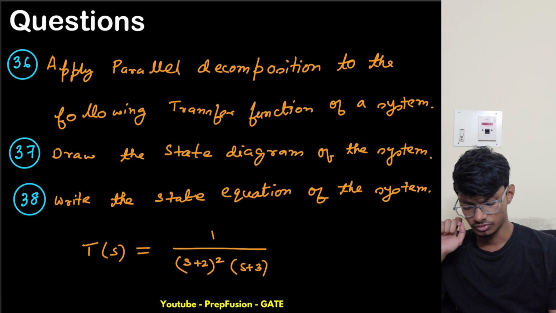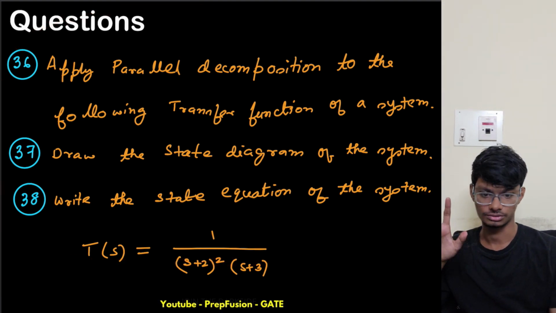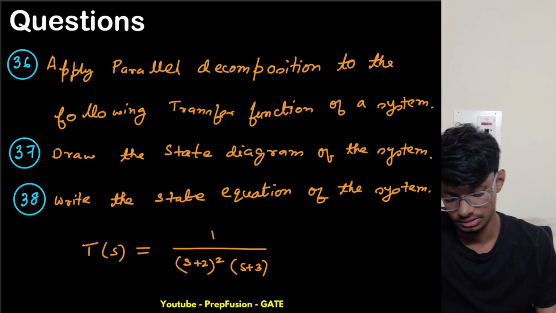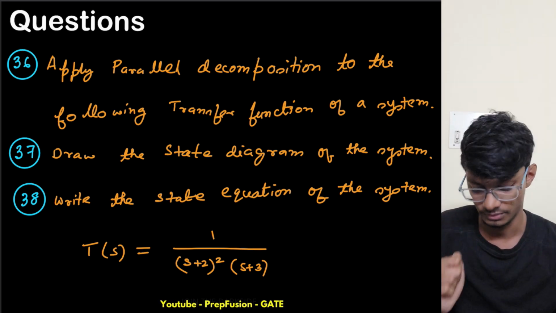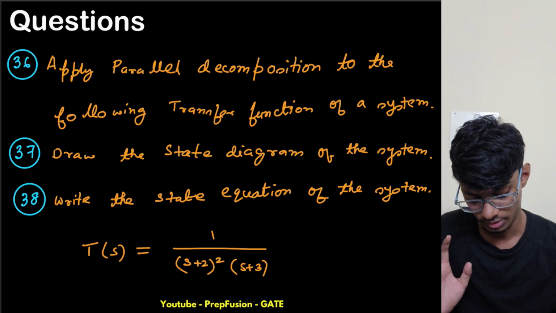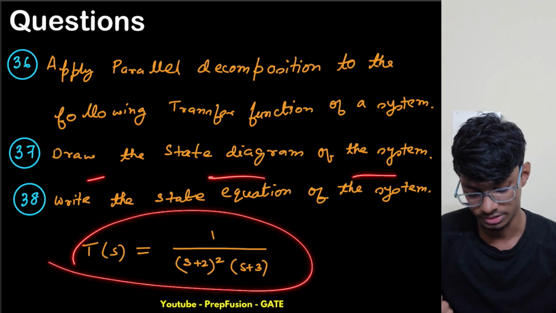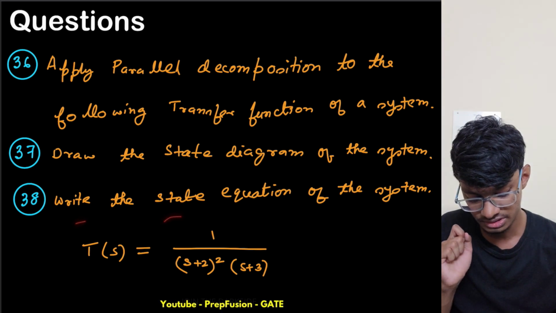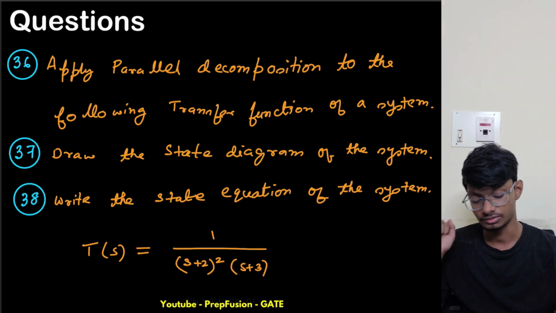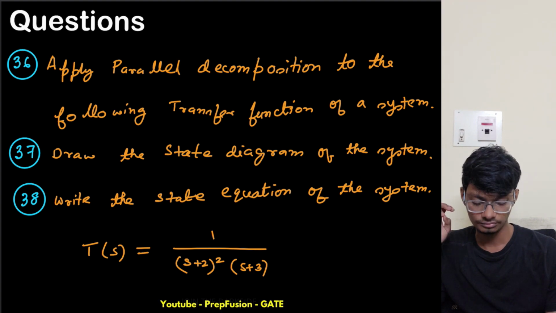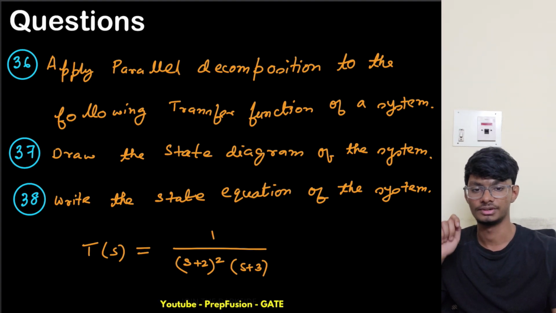Now we have to solve another question. This is again an equation of parallel decomposition, but a twist is there. We have to apply parallel decomposition to the following transfer function of a system. The transfer function is given. Draw the state diagram of the system, and write the state equation of the system. So basically we have to do all these things. Firstly, we have to apply parallel decomposition to the transfer function. So how to apply parallel decomposition? Use partial fractions.